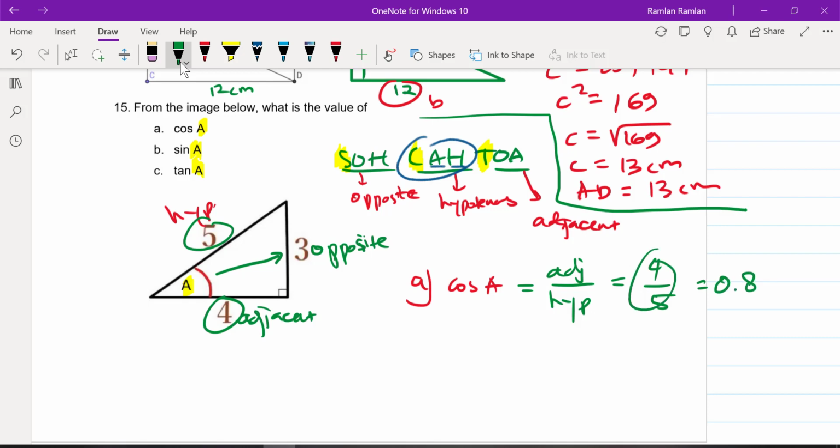If you just answer this one, that's okay, or if you answer this one, it's also okay. Okay, the next one is question B. It is going to be the sine A. So that's the sine of angle A.